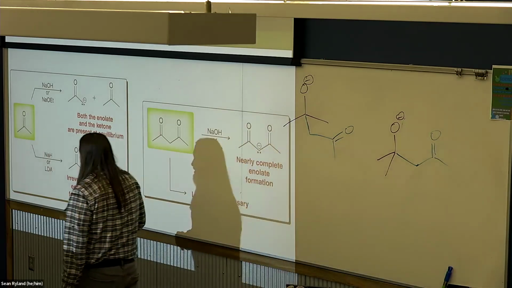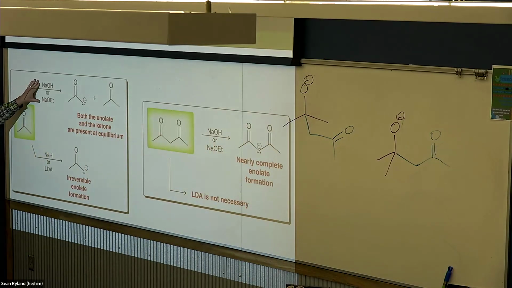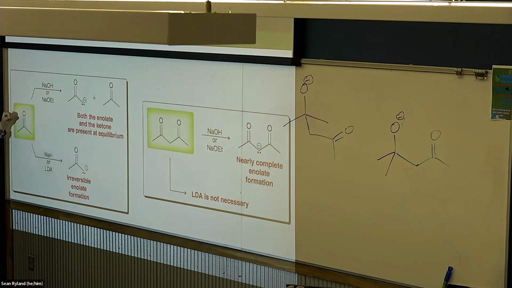And so here's our summary for enolates. If we use a strong but not too strong base, we get both of them present and they'll react with each other. If we use sodium hydride or LDA, lithium diisopropylamide, we get our irreversible enolate formation and we won't have both molecules present.